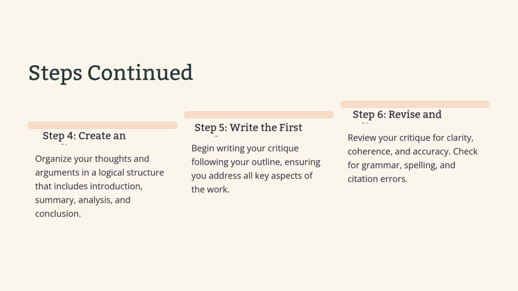Now, let's dive into the continuation of the steps for writing a critique paper. Step 4. Create an outline. Think of your outline as the roadmap for your critique. Clearly structure your thoughts, beginning with the introduction, moving through the summary and analysis, and concluding with your final thoughts. This helps to ensure a logical flow to your critique.